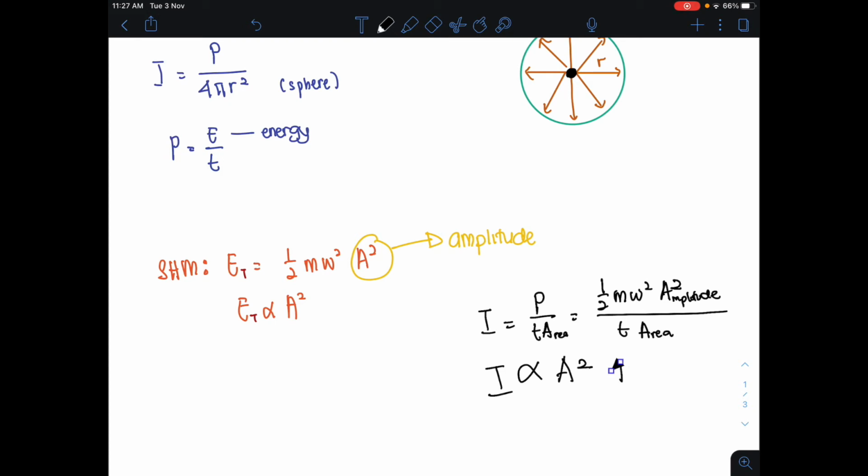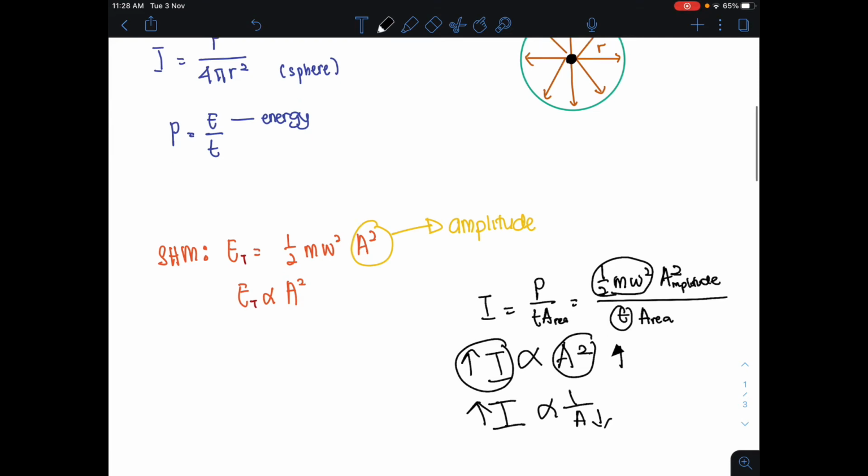Maksudnya bila amplitude saya besar, intensity saya pun besar. I repeat myself, when the amplitude is higher, my intensity is higher as they are directly proportional, and my intensity is inversely proportional to the area. So as the area decreases, my intensity is going to increase and vice versa. Alright? Okay. M, omega ni semua adalah constant, T pun adalah constant. So benda yang akan ubah ataupun akan affect our intensity adalah amplitude dan area sahaja.